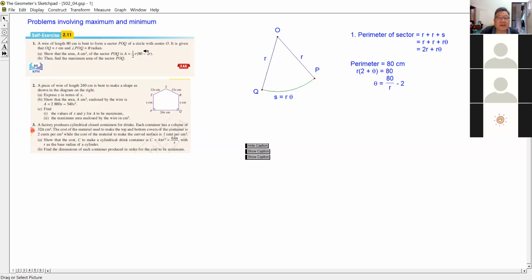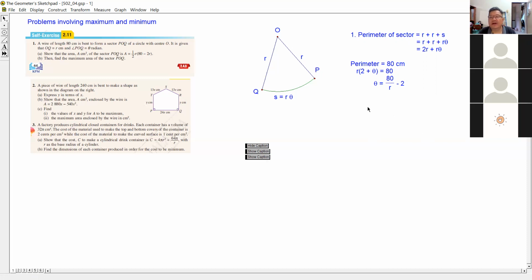Now, if you look at the formula we are asked to prove, there is no theta. If you don't want the theta, you have to eliminate the theta. In order to eliminate theta, you have to make theta the subject of the formula. From the equation that we have found, I bring the R over, 80 over R. Then the 2 bring over, minus 2. So this is the value of theta.